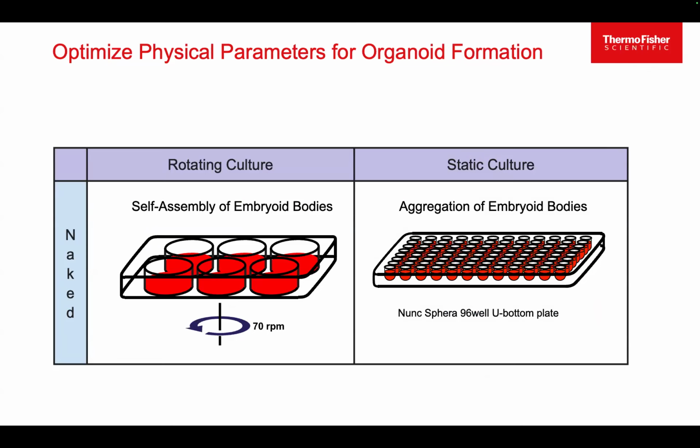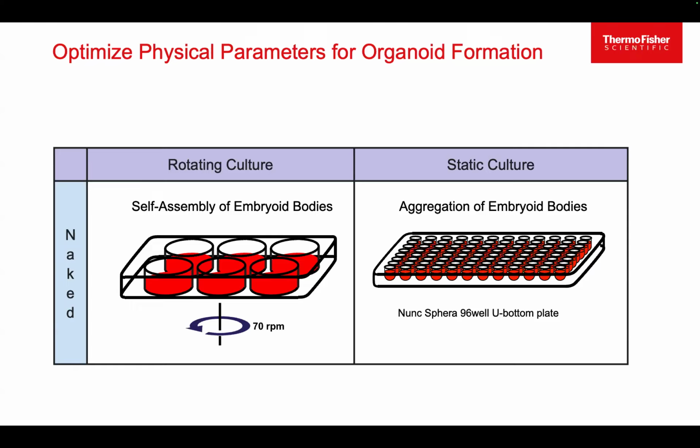First and foremost, we looked at self-assembly versus aggregation of a defined number of our embryoid bodies, right? In other words, in this case, static culture versus rotating culture, right? And then we also looked at naked culture versus extracellular matrix encapsulated culture, right? And in this case, these cells are naked because we did not add extracellular matrix, or ECM.